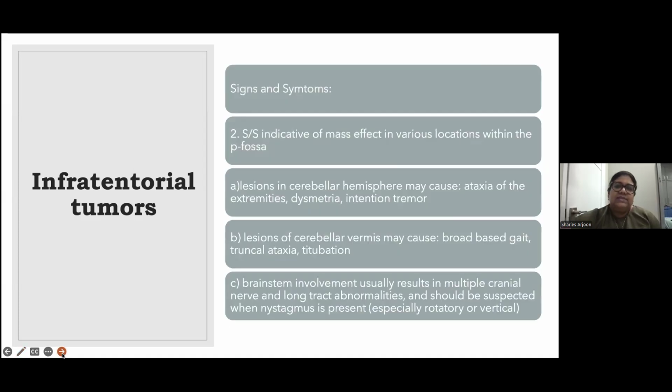Signs and symptoms indicative of mass effects in various locations within the posterior fossa would include: lesions in the cerebellar hemisphere can cause ataxia of the extremities, dysmetria, or an intention tremor. Lesions of the cerebellar vermis may cause a broad-based gait, truncal ataxia, or titubation, and brainstem involvement usually results in multiple cranial nerve and long tract abnormalities and should be suspected when nystagmus is present, especially rotatory or vertical.